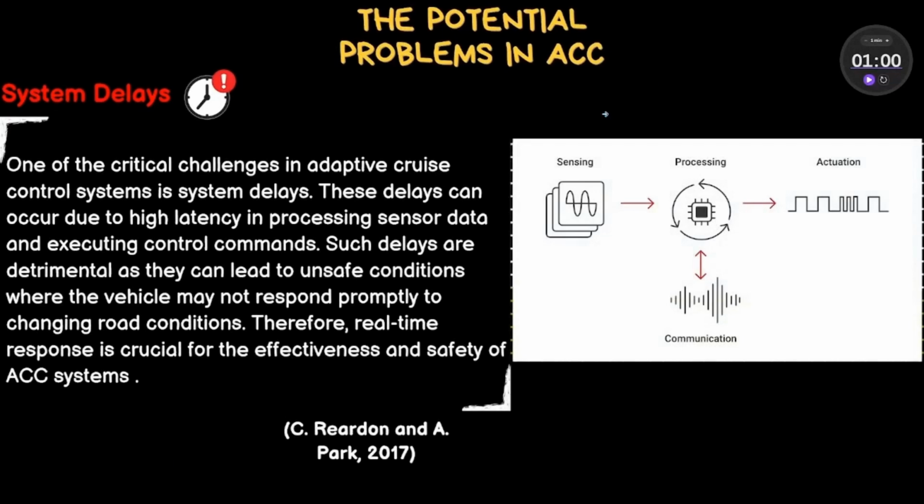Hello everybody, we're going to continue with the potential problems in ACC. First, system delays. One of the critical challenges in adaptive cruise control systems is system delays. These delays can occur due to high latency in processing sensor data and executing control commands. Such delays are detrimental as they can lead to unsafe conditions where the vehicle may not respond promptly to changing road conditions. Therefore, real-time response is crucial for the effectiveness and safety of the ACC system.